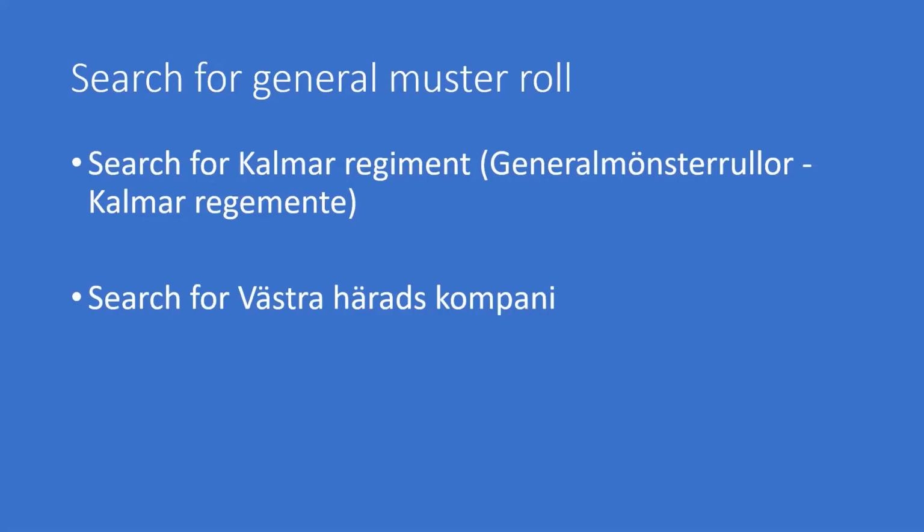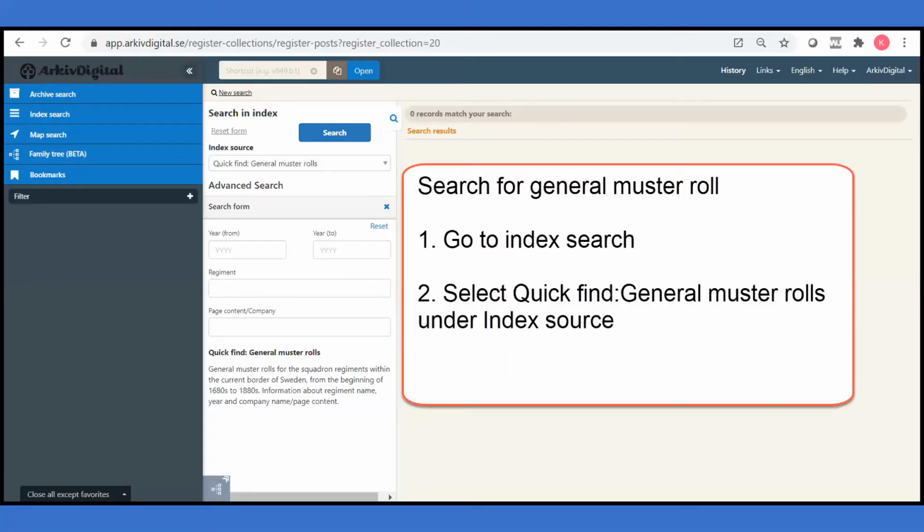So we're going to go ahead and search for this. We're going to go back to archive, and we're going to the index search. And then under that, we're going to look for quick find general muster rolls. And again, this is another tool that is making it easier to search in the general muster rolls.